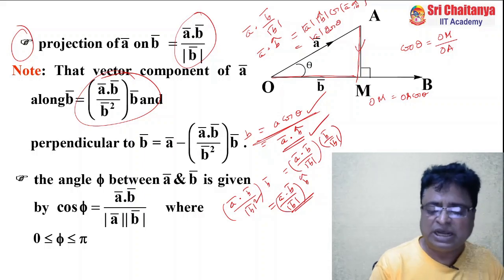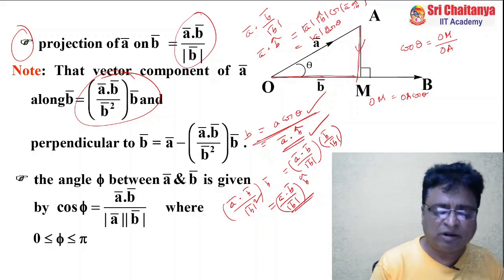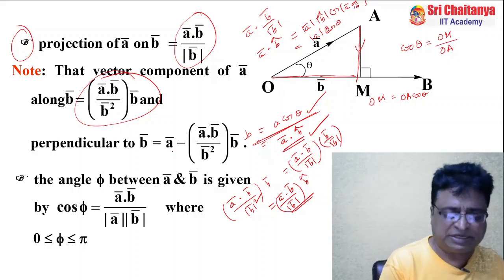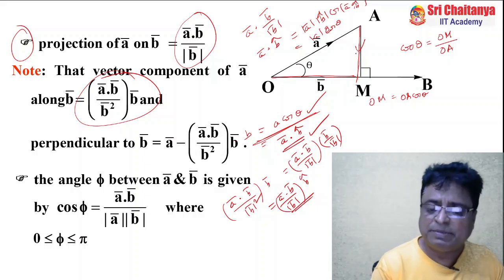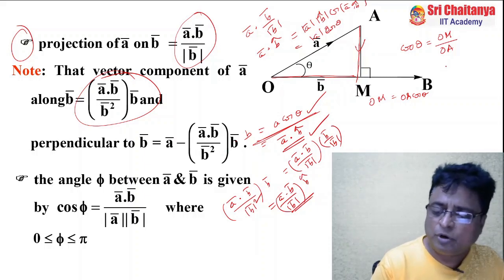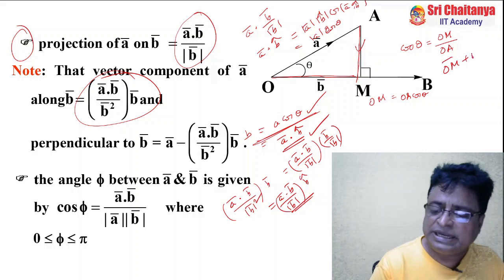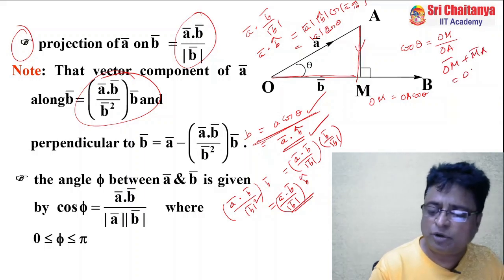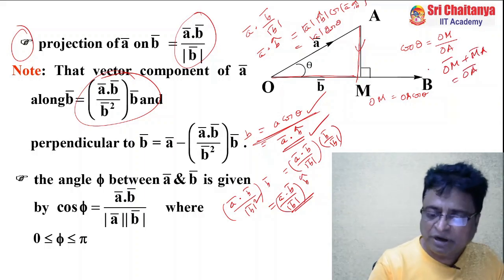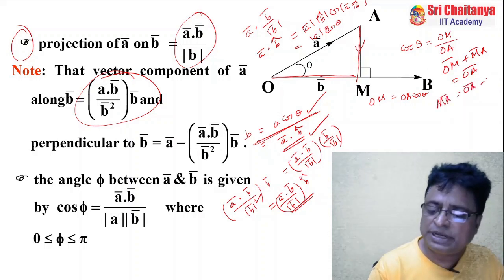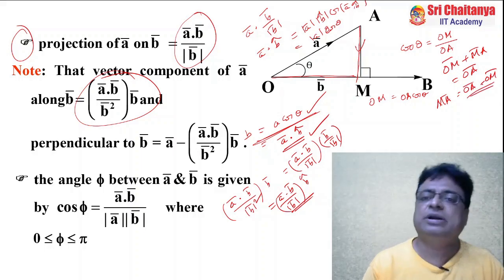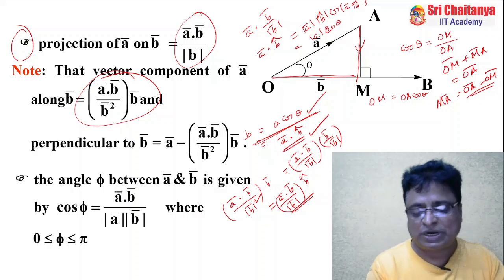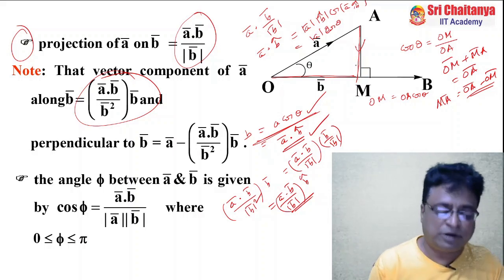AM means what? As per the triangular law, you have to subtract A bar minus A bar dot B bar by B square into B bar. Because OM bar plus MA bar, from the diagram, is nothing but OA bar. I want AM bar, or MA bar, which is nothing but OA bar minus OM bar. So this is the component vector along B bar, and this is the component vector of A bar perpendicular to B bar.